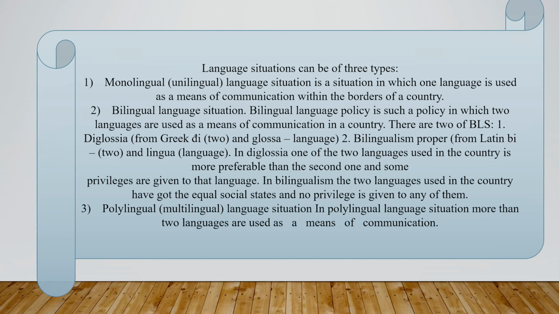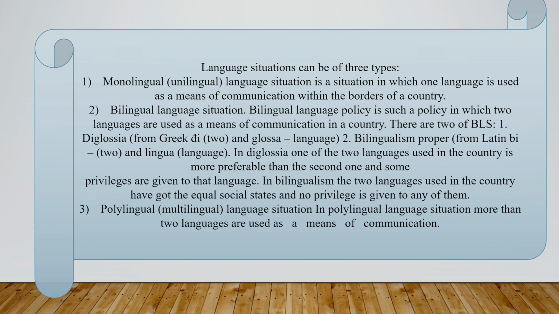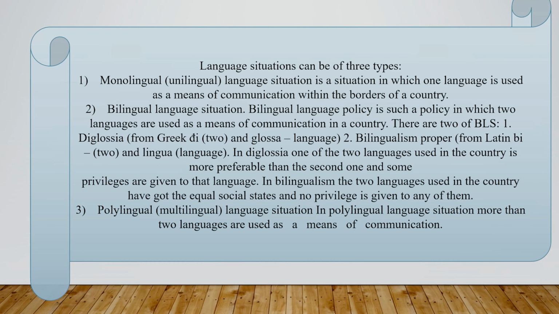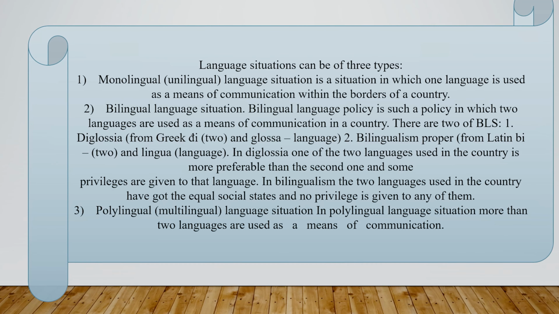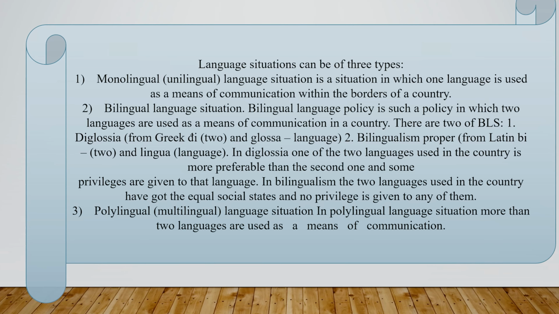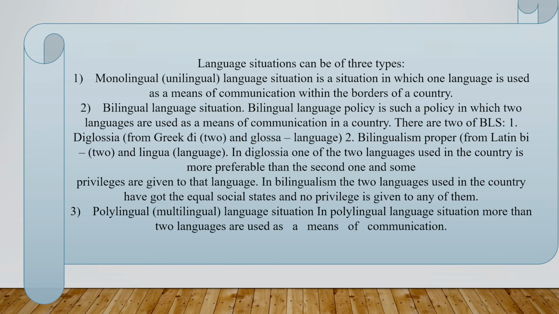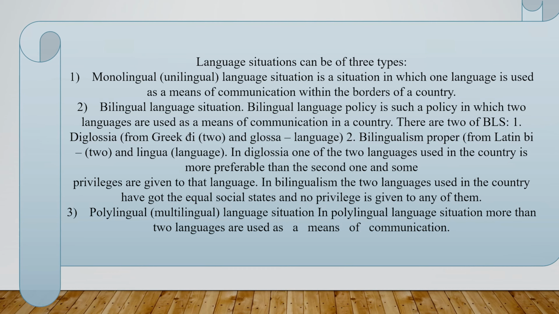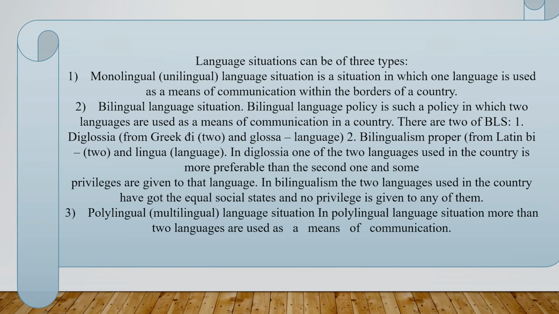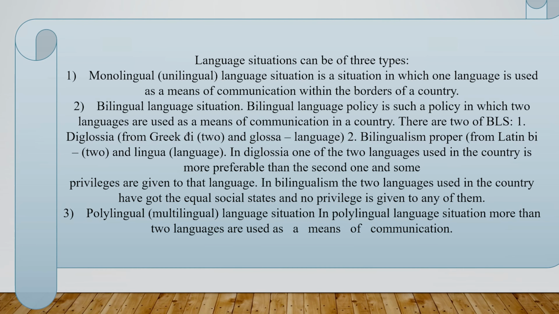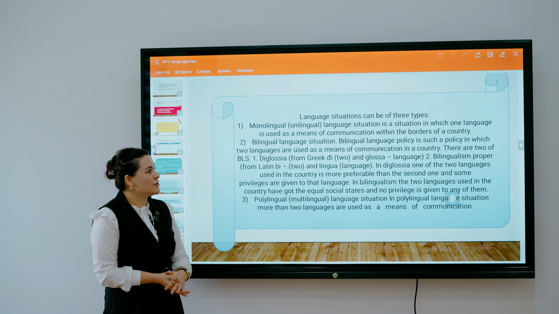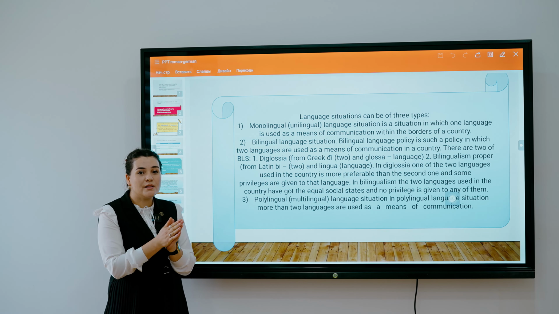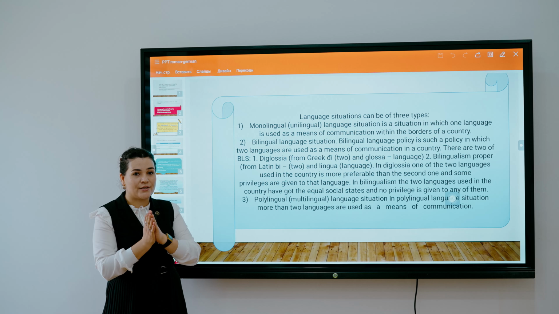Language situations can be of three types. The first one is monolingual, the second one is bilingual, the third one is polylingual. Okay, what is a monolingual situation? Monolingual, another name is unilingual. Language situation is a situation in which one language is used as a means of communication within the borders of a country. It means monolingual or unilingual language situation.